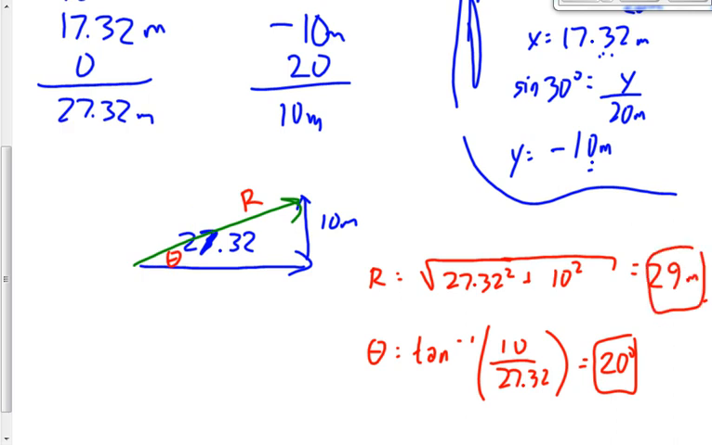29 meters. It's pretty hard to have 27 meters one way, 10 meters another way, and end up with 100 when you combine them. But 29 makes a lot more sense. Is that okay?